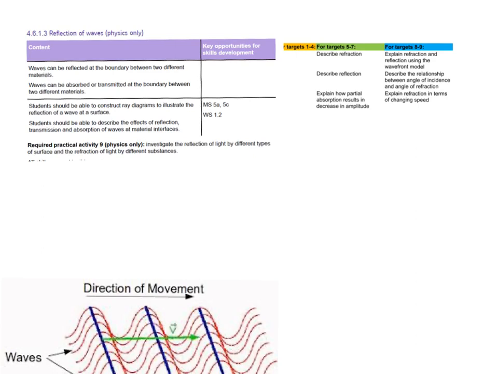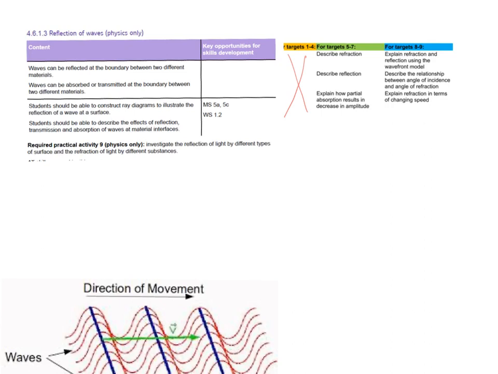It has to do with reflection, refraction, and is only for the triple physics group that are doing this topic. As you can see, for the targets 1 to 4 there is nothing, so it does not apply to lower level, but if you're aiming for 5 and above, you have to know specific things regarding this.